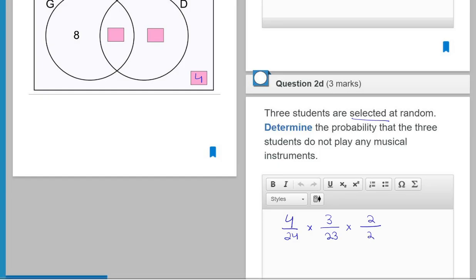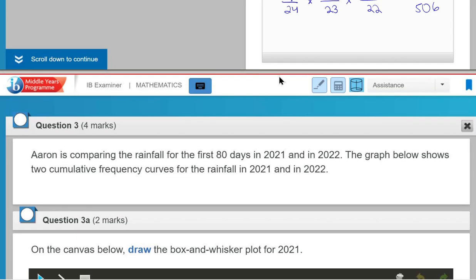So 2 over 22. If I type this on a calculator, I'm going to get an answer of 1 over 506 as my final answer. I hope this makes sense to all of you.